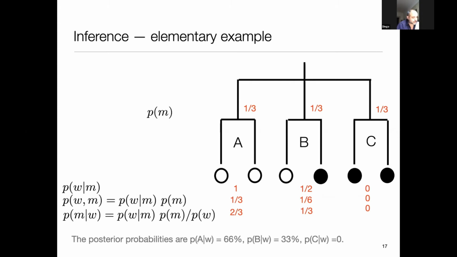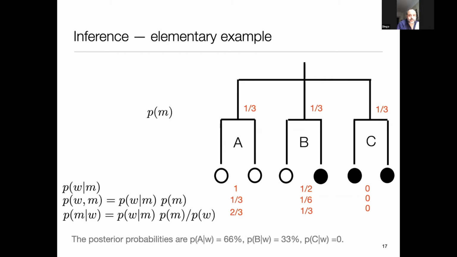Because you know that P of W given M, you mean? This first line. No, just P of W. Because you don't know whether there are an equal number of white or black balls, right? Yes, that you know.